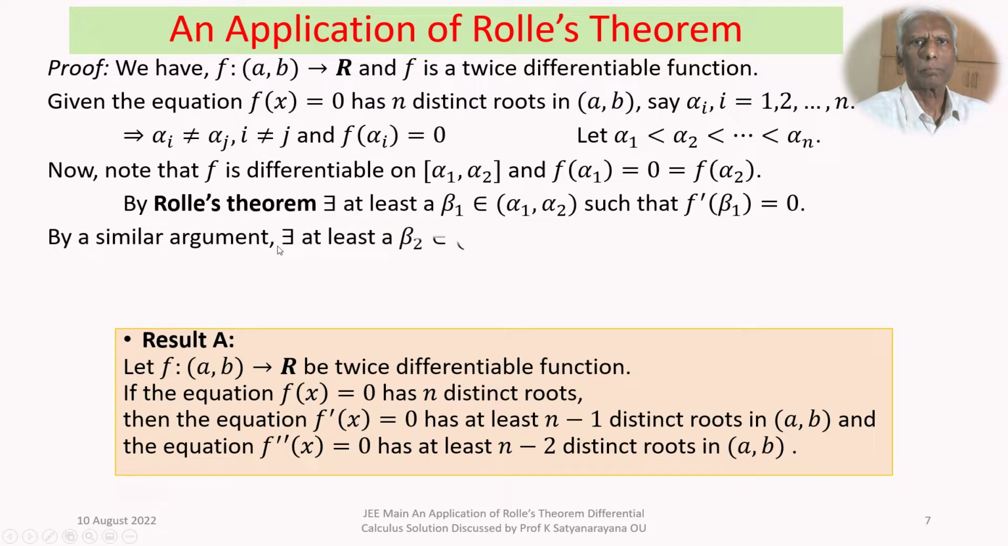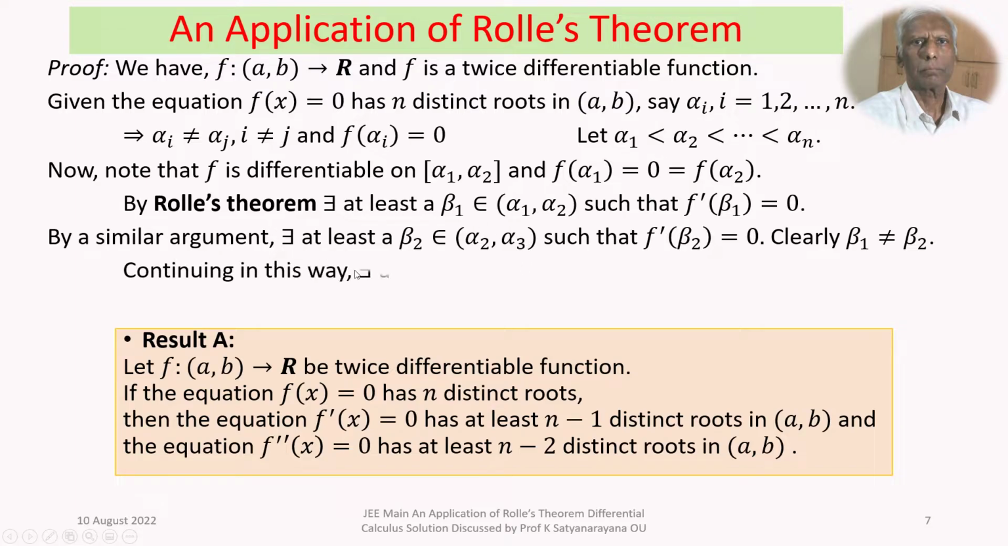Now, by similar argument, there exists at least a point beta 2 belonging to (alpha 2, alpha 3) such that f prime of beta 2 is equal to 0. That is, beta 2 is a root of the equation f prime x is equal to 0, and clearly beta 1 is not equal to beta 2.